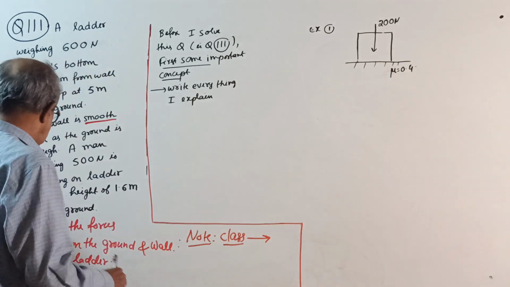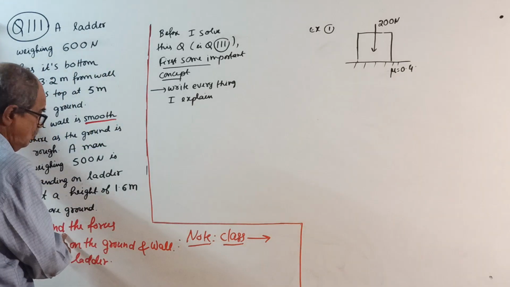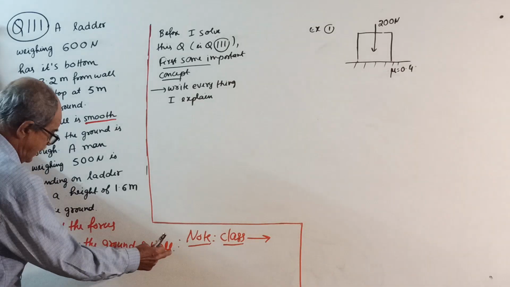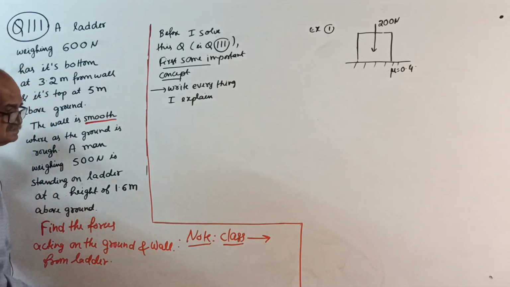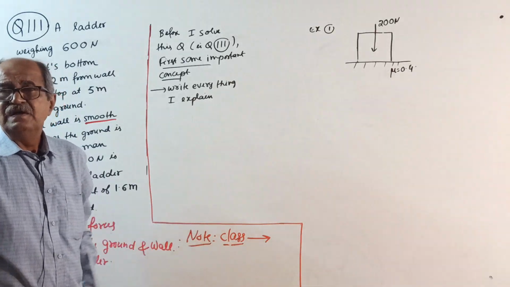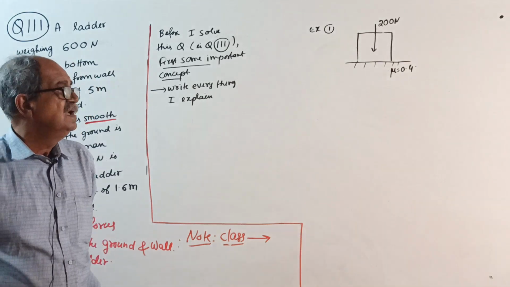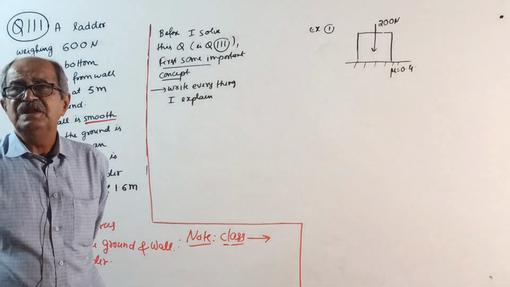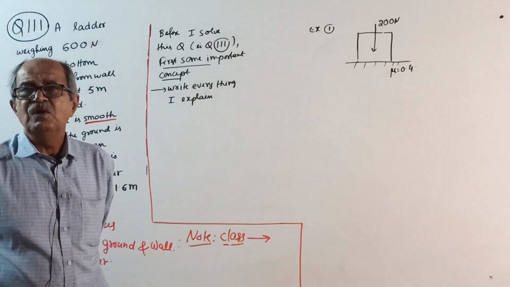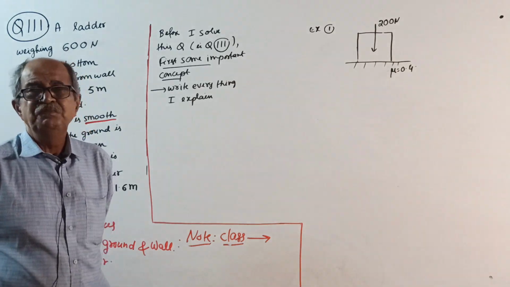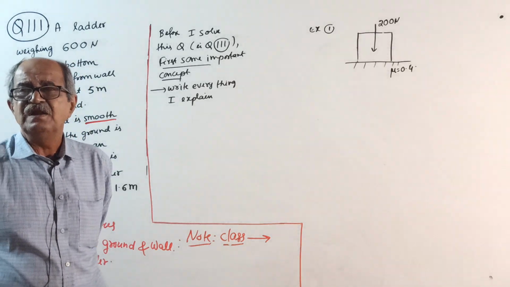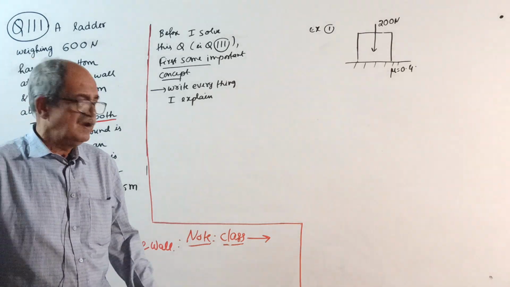Now find, very important, first time you can see: find the forces acting on the ground and wall from the ladder. Note, something is there, you should write here. This is a special type of question. It was actually asked in one university paper in Bangalore University. So many people got confused. Some people solved it by considering coefficient of friction. They should not consider it. I will tell you later why.